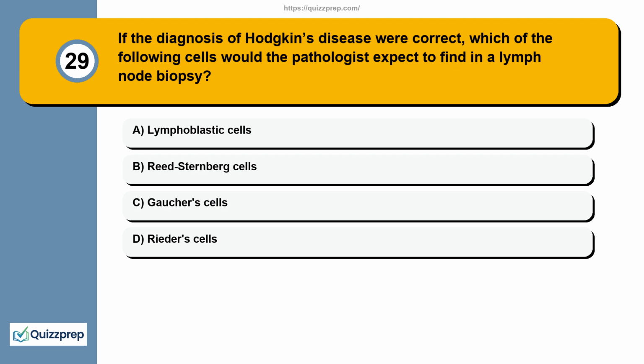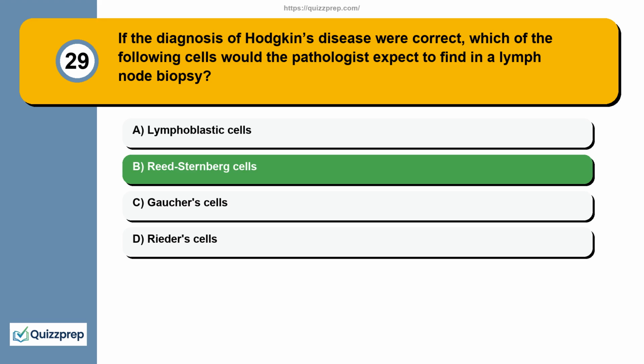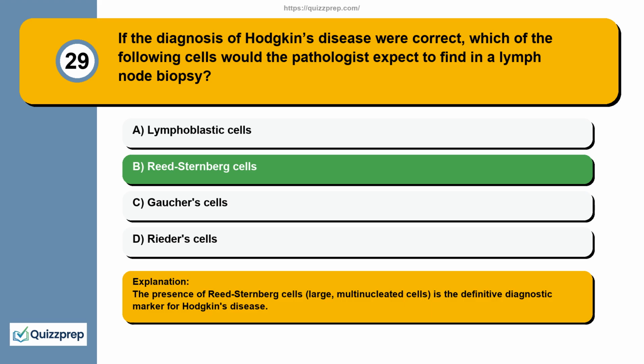Question 29. If the diagnosis of Hodgkin's disease were correct, which of the following cells would the pathologist expect to find in a lymph node biopsy? Lymphoblastic cells, Reed-Sternberg cells, Gaucher's cells, Reeder's cells. The presence of Reed-Sternberg cells, large, multinucleated cells, is the definitive diagnostic marker for Hodgkin's disease.